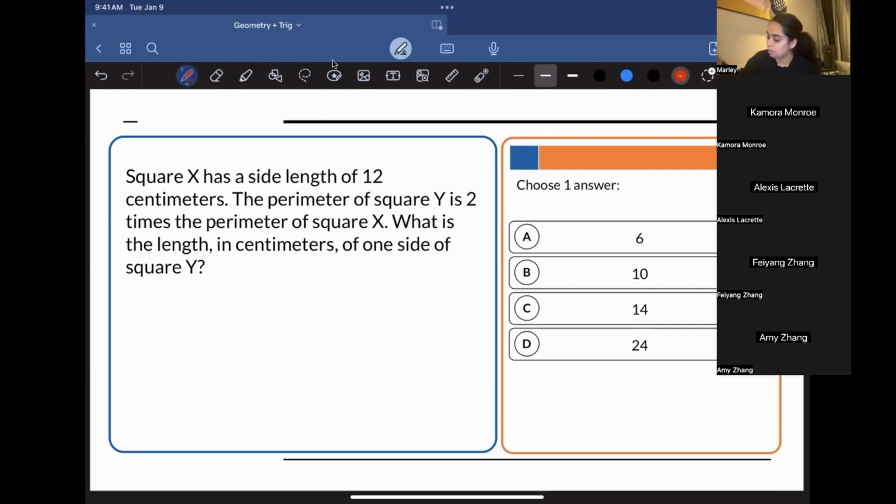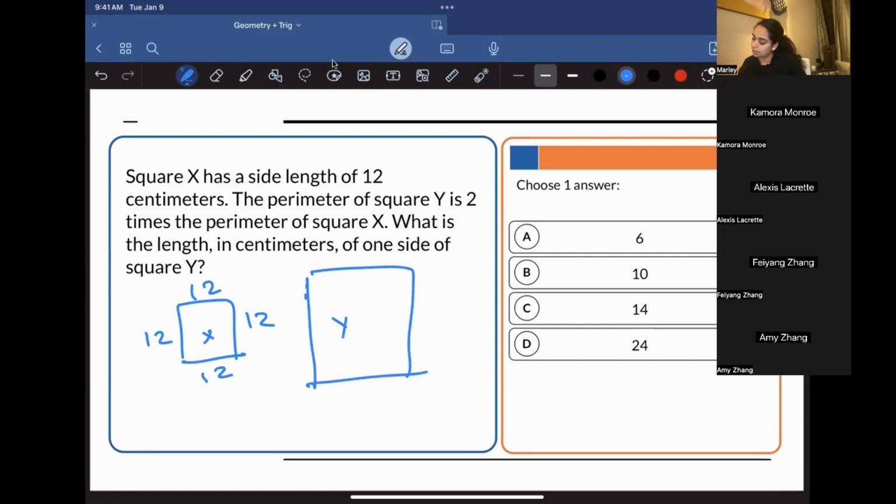All right, just gonna go ahead and solve it. So we have square x that has sides that are 12, and we have square y, it's a little bit bigger, and the perimeter of y is 2 times the perimeter of x. So y equals 2x on perimeter. And we know that the perimeter of x is 12 times 4, or 12 plus 12 plus 12 plus 12, which is 48. And so y equals 2 times 48. So y equals 96.